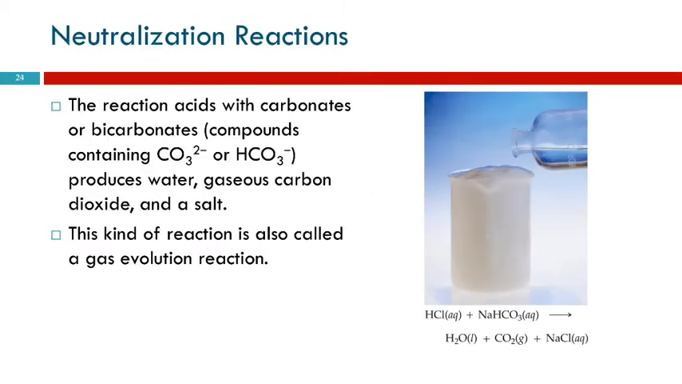When we have an acid that reacts with a carbonate or a bicarbonate, this is the reaction of hydrochloric acid with sodium hydrogen carbonate. That's baking soda. What we see is that water is produced, but also gaseous carbon dioxide, and then a salt. In this case, it is actually what we call table salt, sodium chloride. So this is a neutralization reaction because the acid is neutralized, but it's also a gas evolution reaction because a gas is evolved. So some chemical reactions can fit more than one classification.